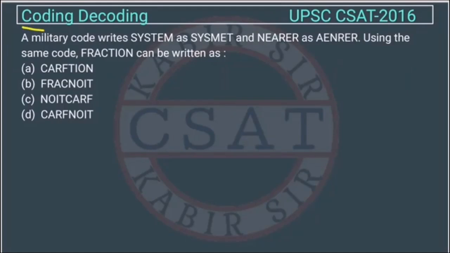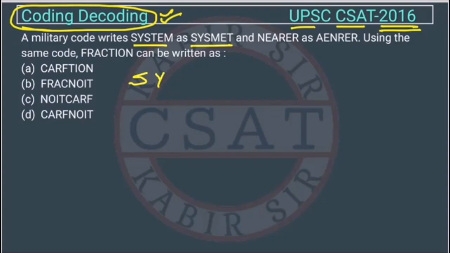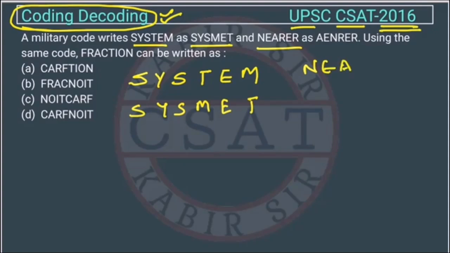So this is a question of reasoning taken from the chapter Coding Decoding, asked by UPSC in their CSAT paper of 2016. A military code writes system as SysMat, right? And nearer is written as NEARER, which is written as AENRER.